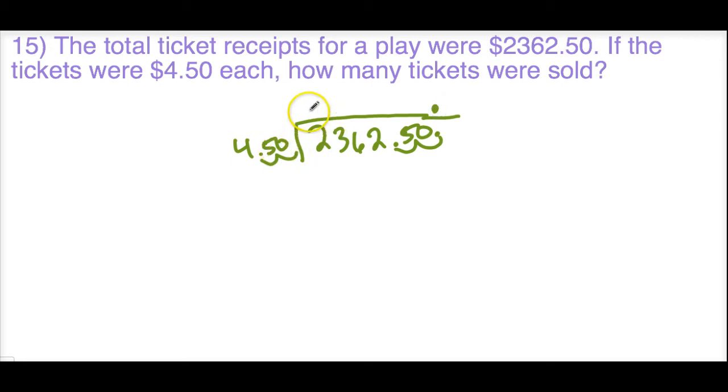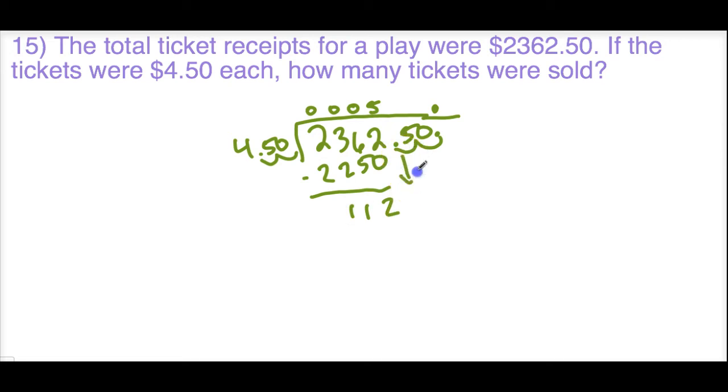450 cannot go into 2, cannot go into 23, cannot go into 236. It can go into 2,362, and it goes in there 5 times. So 5 times 450 is 2,250. Then I subtract, and I have 112 left over.